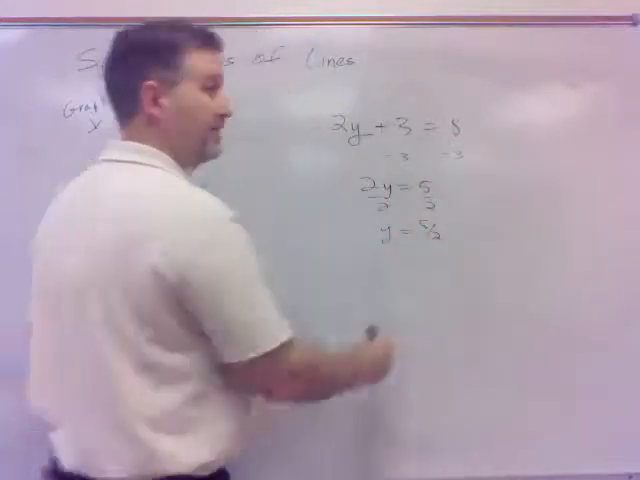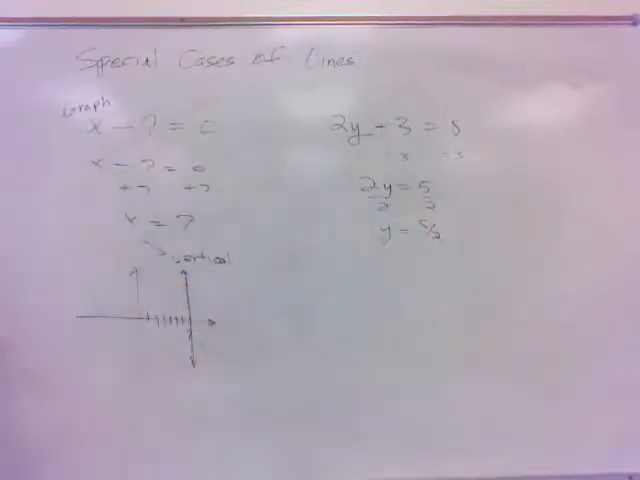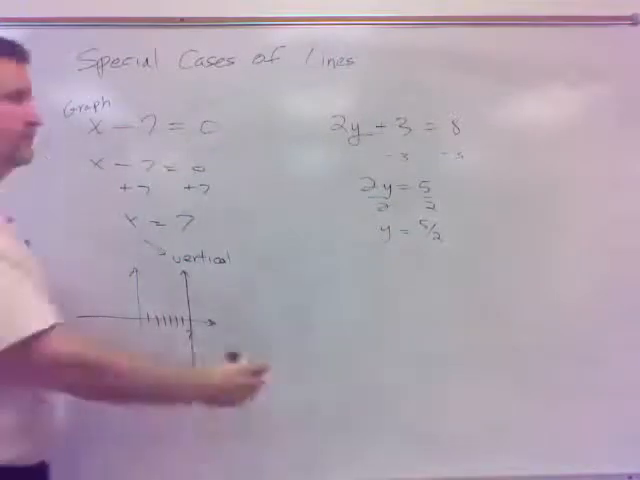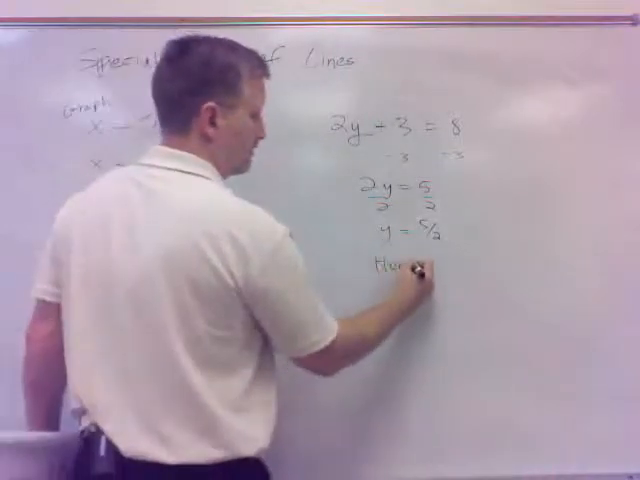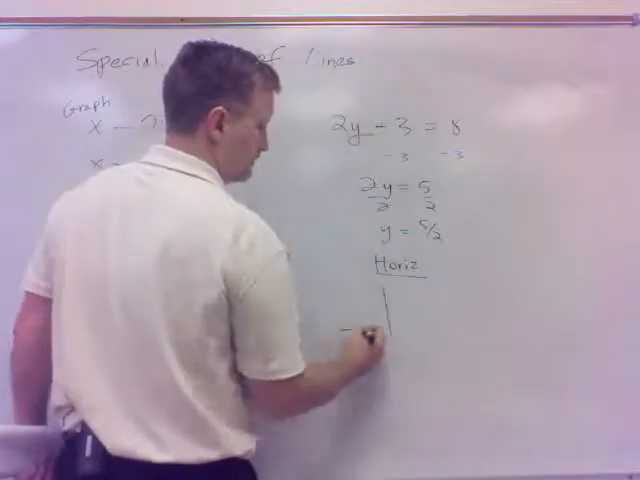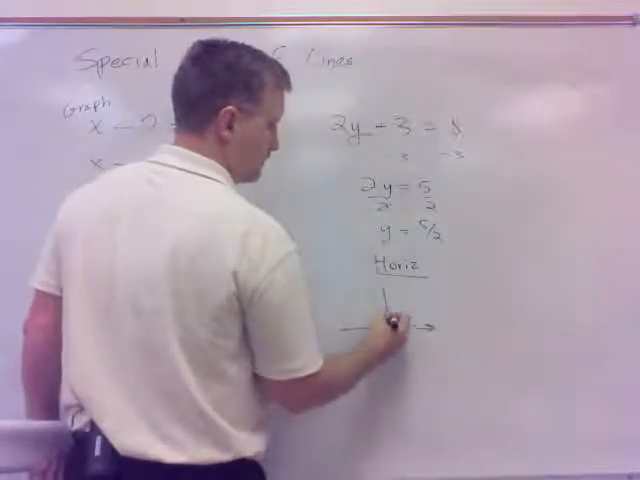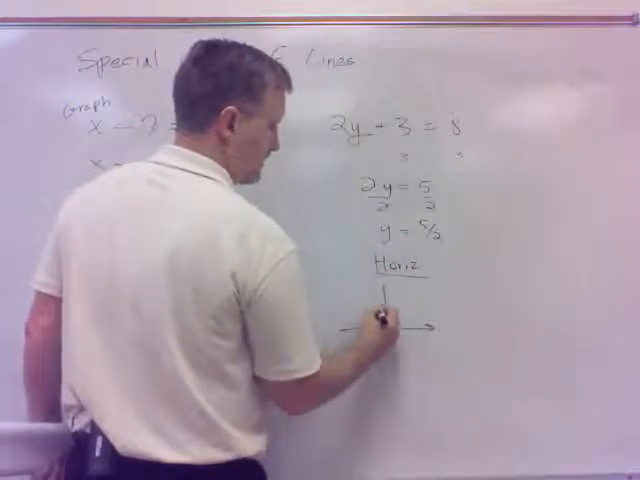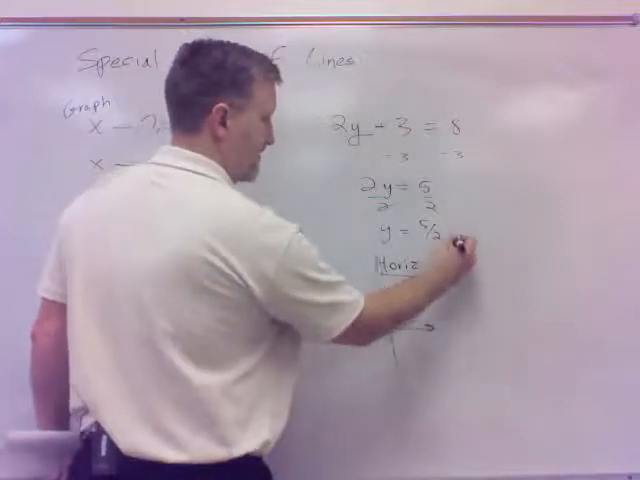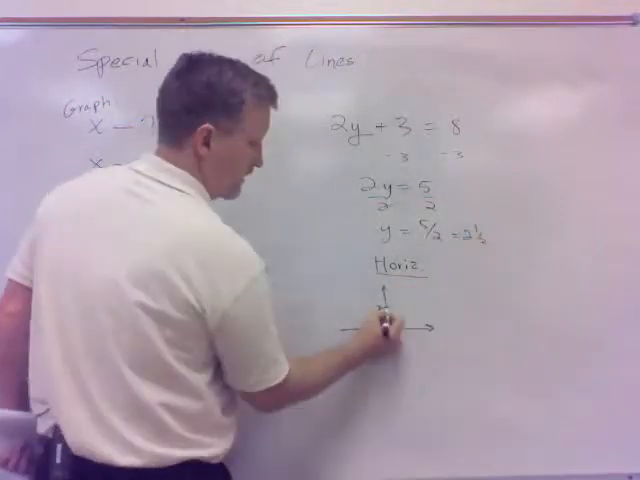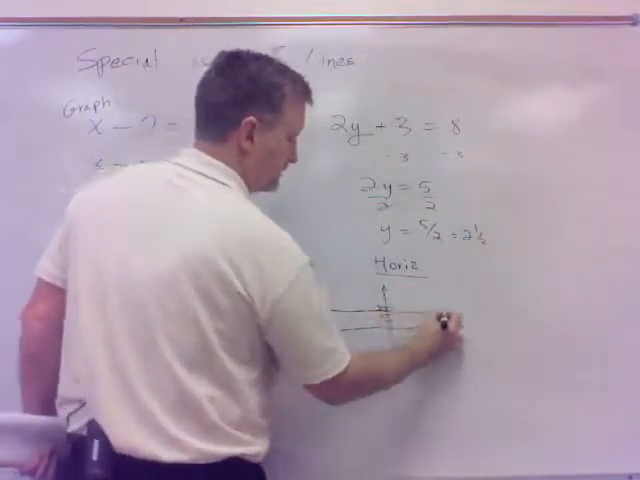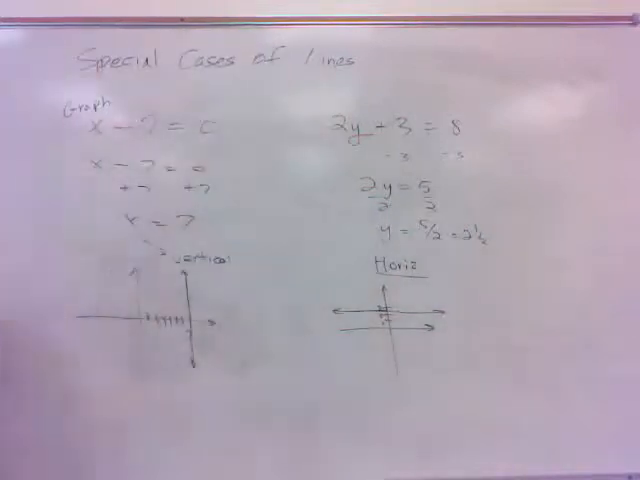So what do I have here? We'll have y equals a number. And y equals a number is what type? Horizontal. Which in this case, it just happens to go through 2.5. So right here, it goes through 2.5 horizontally. Okay. So those are the special case graphing lines I wanted to mention.